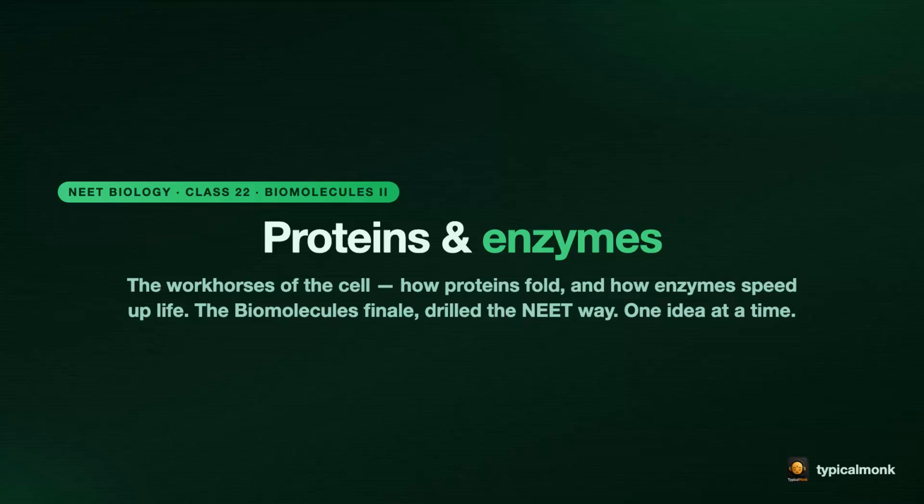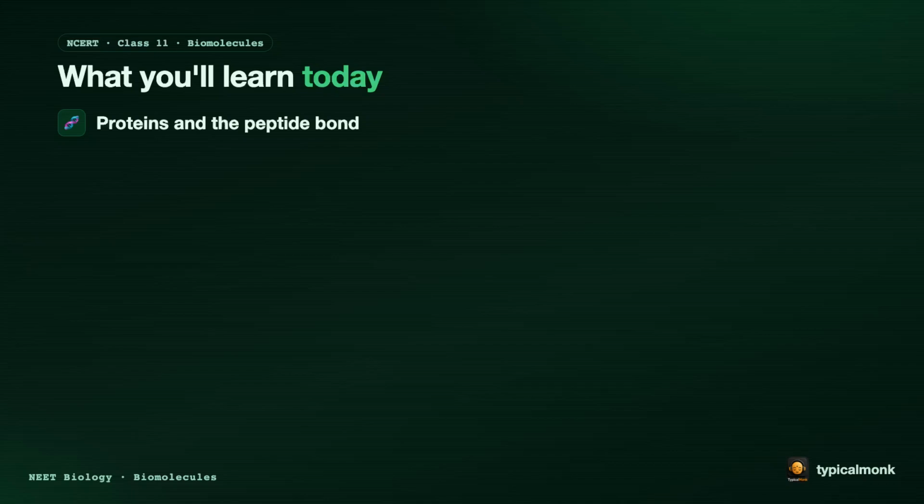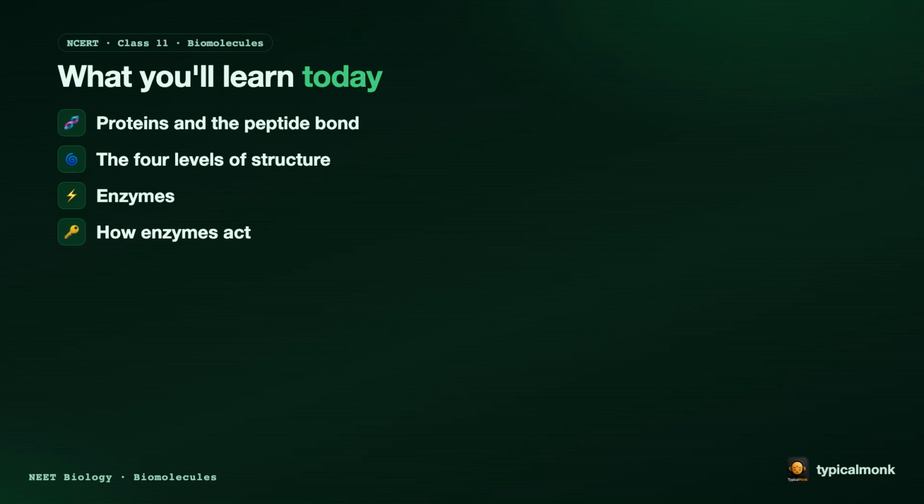This is the last class of our biomolecules chapter. Today, we meet the workhorses of the cell, how proteins fold, and how enzymes speed up life. One idea at a time. Here is today's path. 5 stops. First, proteins and the peptide bond. Second, the 4 levels of structure. Third, enzymes. Fourth, how enzymes act. And fifth, cofactors and the conditions.